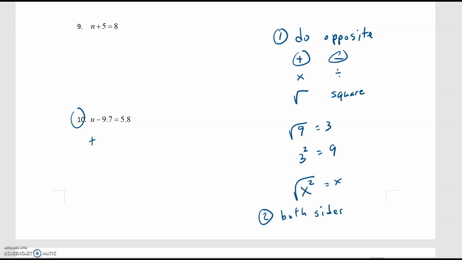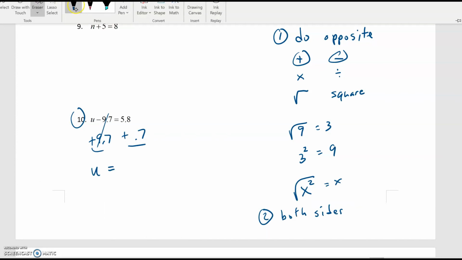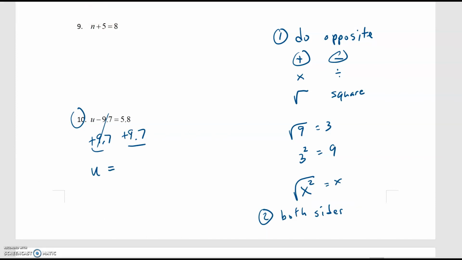There's a couple ways to do it. One is just physically add 9.7 to both sides. Then you can see the subtracting 9.7 and adding 9.7 cancel, and you're left with a u on the left side. And then 5.8 plus 9.7.